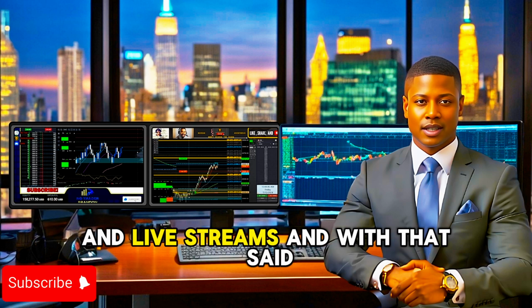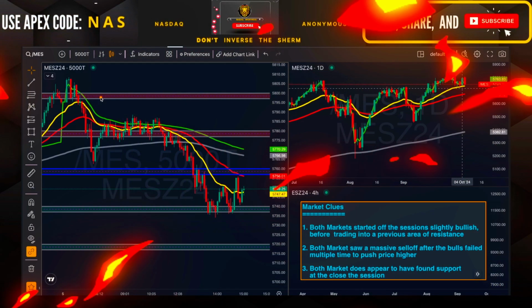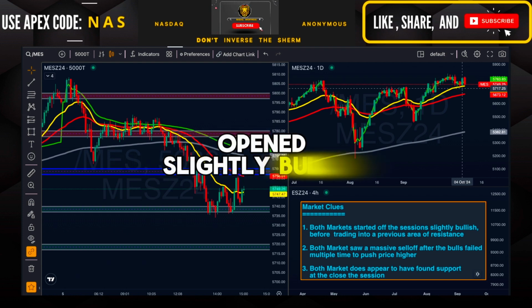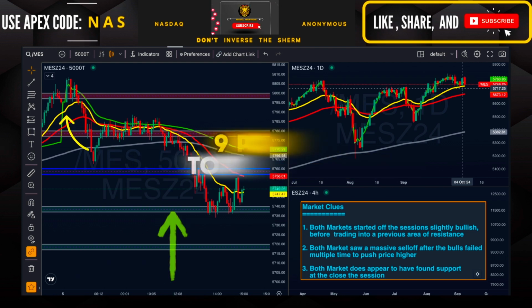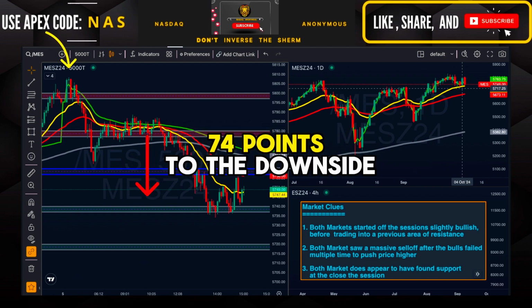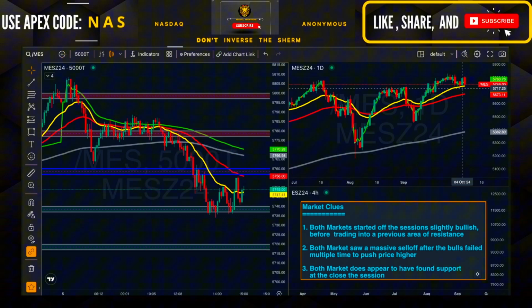And with that said, let's jump into an ES chart. This is an ES chart, and this is the block of price action that we traded during today's stream. And during the overnight session, the E-mini S&P opened slightly bullish and traded 9 points to the upside into a previous area of resistance. However, once the bulls failed to push price higher, the bears stepped in and price sold 74 points to the downside going into the close of the session. And based on this price action, this is what I'm going to be looking for.